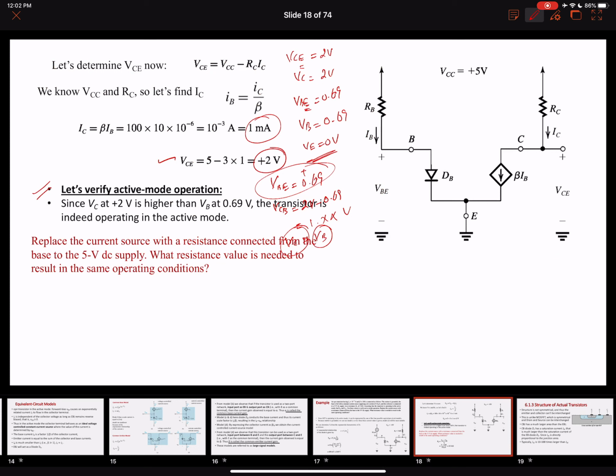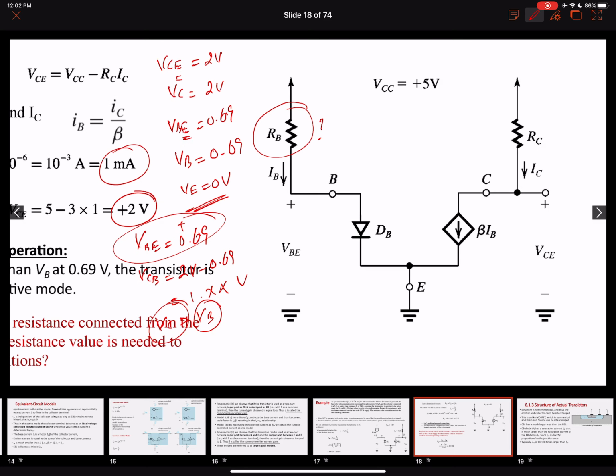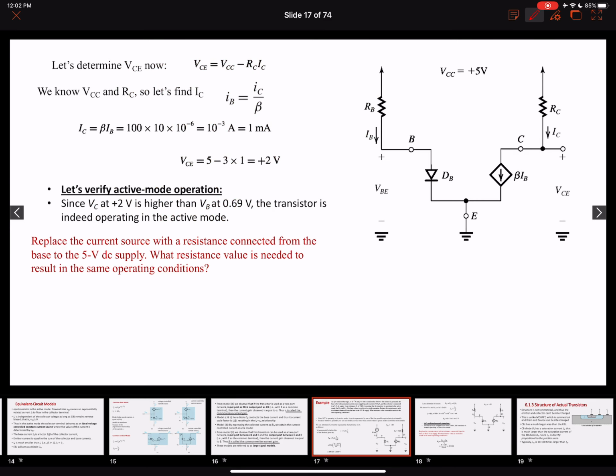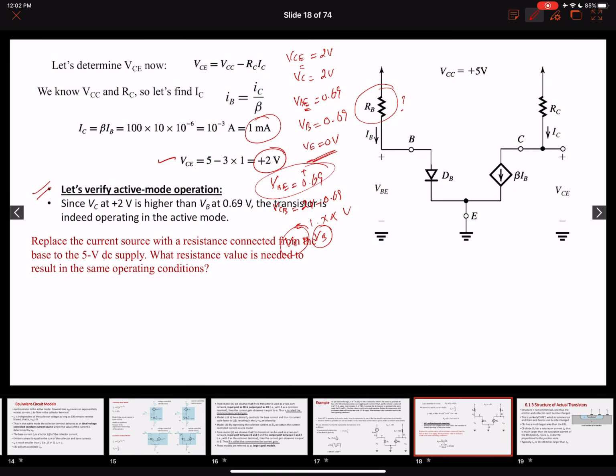So all I ended up doing is I took out the current source here and connected a resistor here, and I needed to find the value of the resistor such that it is going to have the same value of the IB. IB was 10 microamperes.